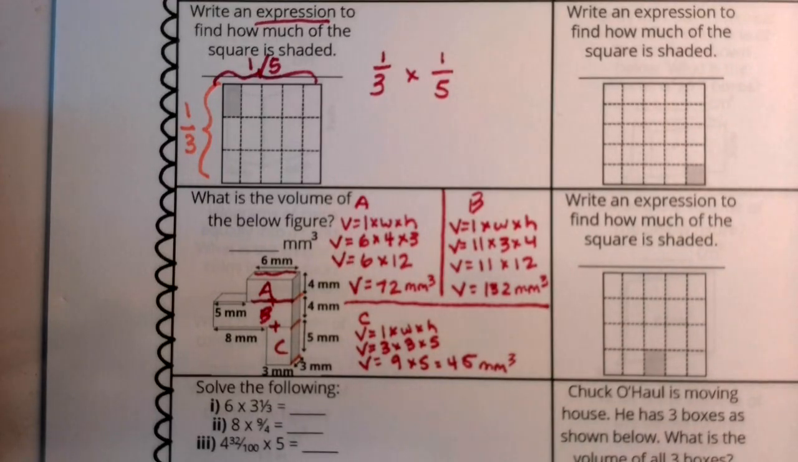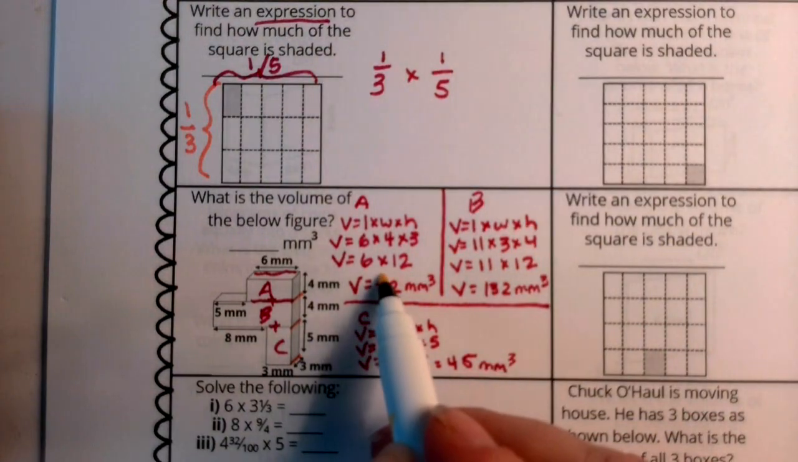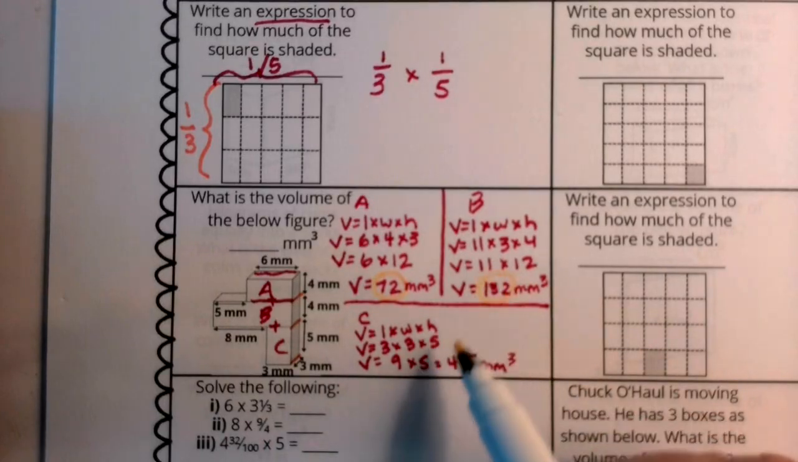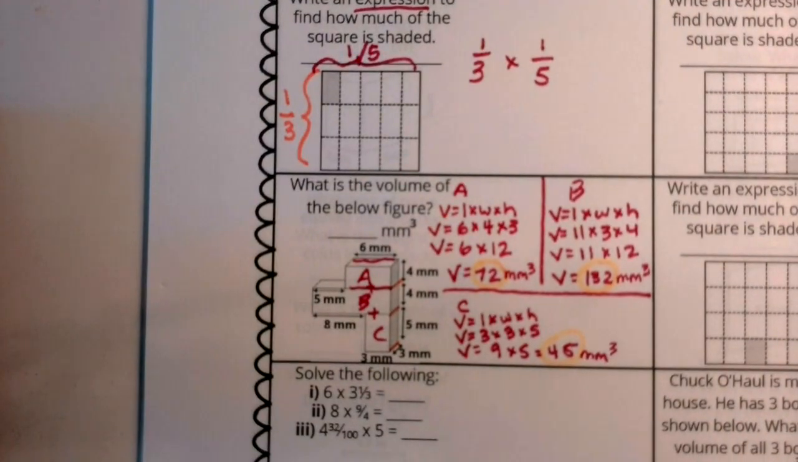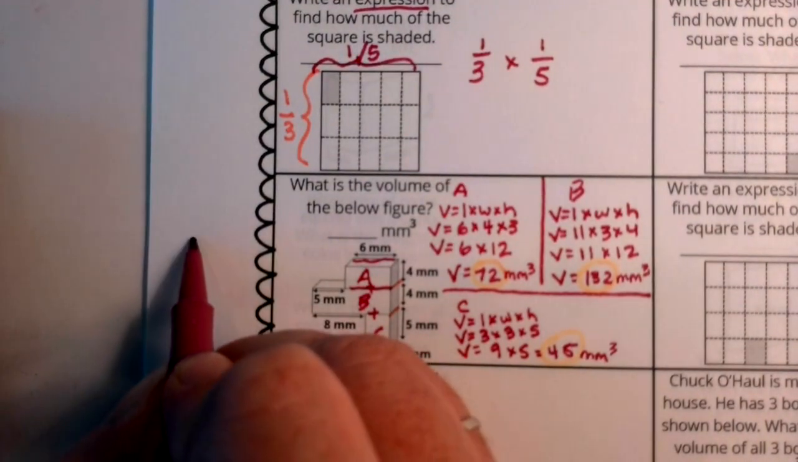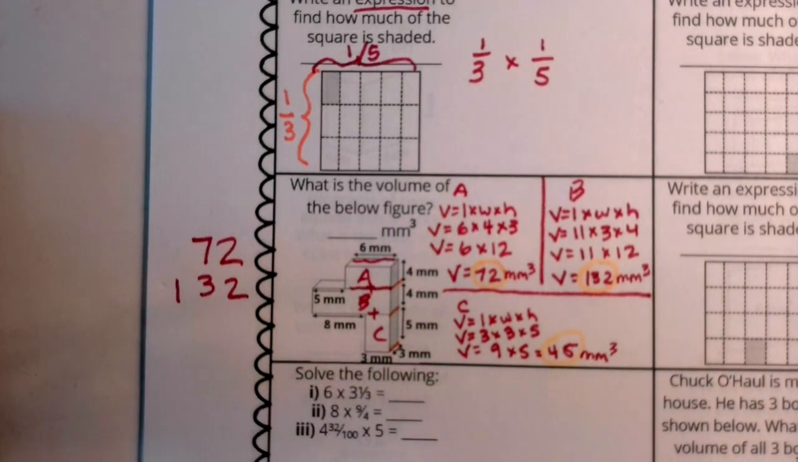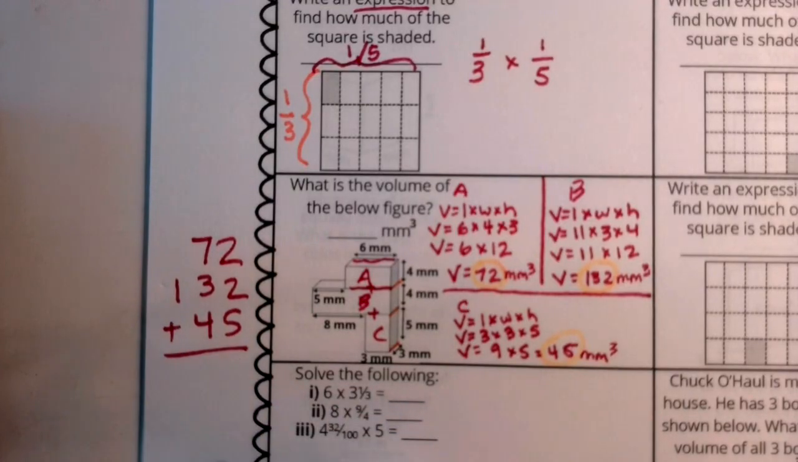Now, we have all the information that we need to get our answer, but we have to add these things together. I've got to add my 72 plus my 132 plus my 45 to find out all together what the volume of those three shapes is going to be. So I'm going to write my 72 over here, my 132, and my 45, keeping it nice and aligned.